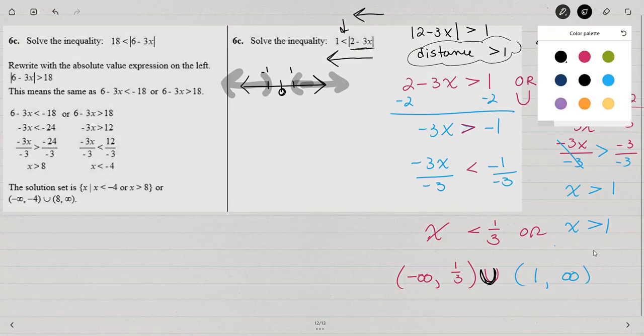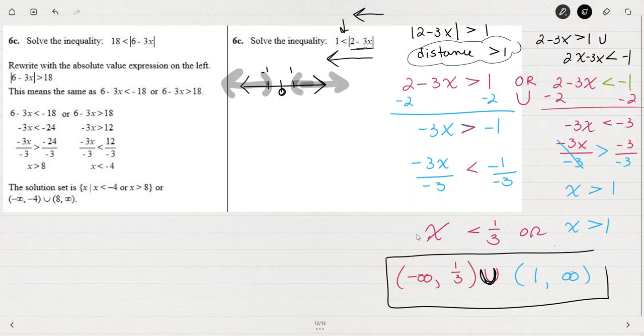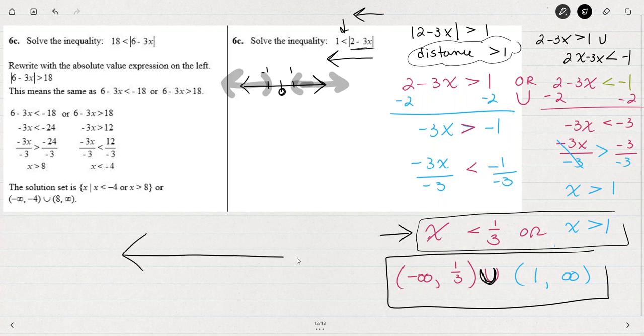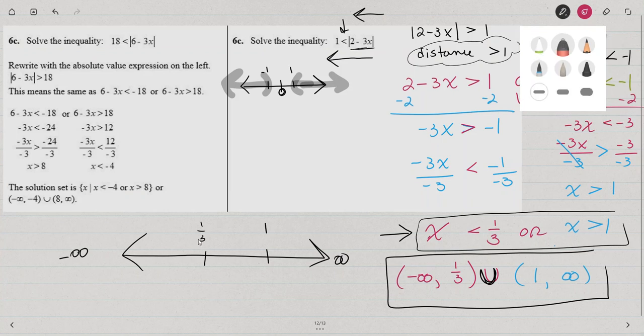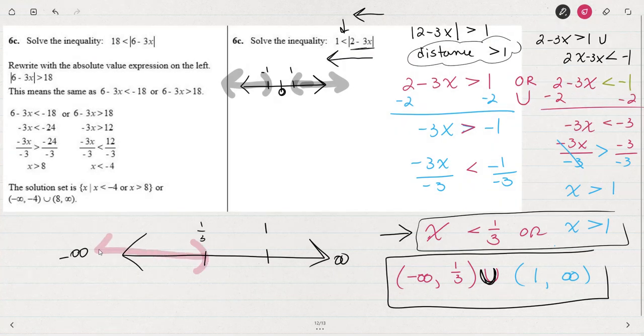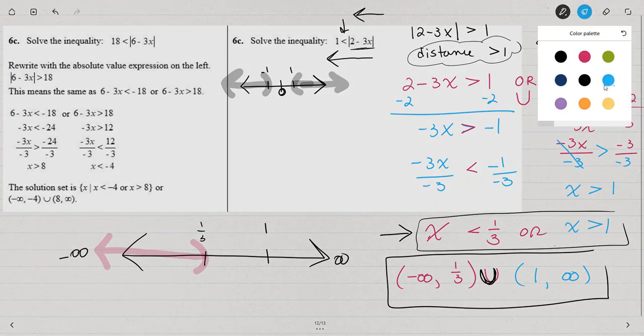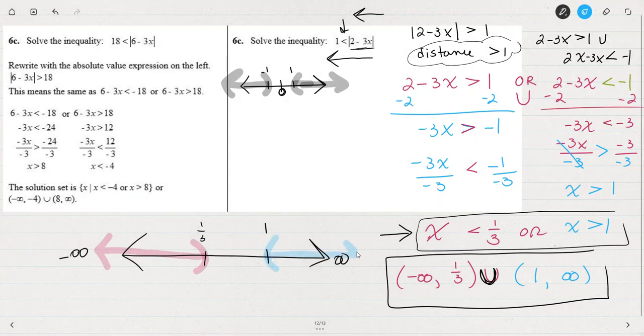If you're not confident with getting this interval from these statements, then let me encourage you to jot these on a number line. X less than 1/3, or greater than 1. X less than 1/3 would start at 1/3 and go down. Greater than 1 starts at 1 and goes up.